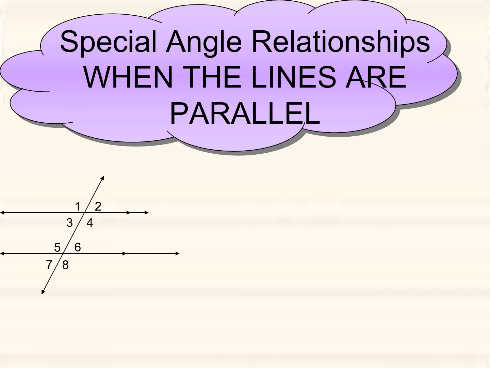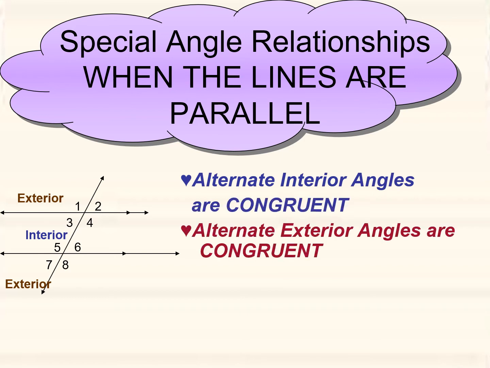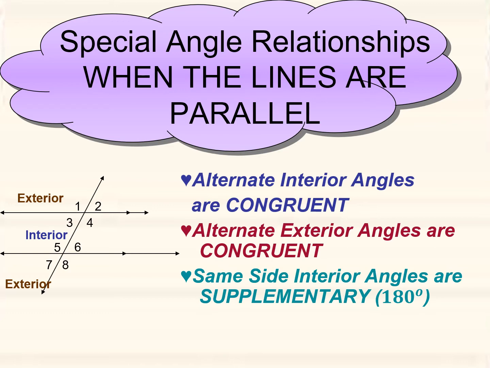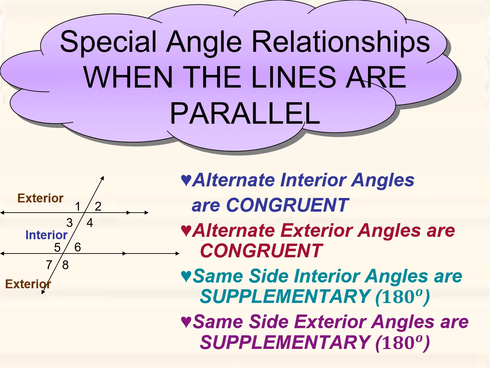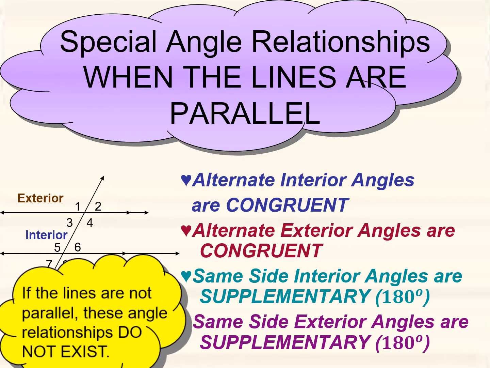Special angle relationships only exist when the lines are parallel. So alternate interior angles are congruent, alternate exterior angles are congruent, same side interior angles are supplementary. It means if we add them, it is equal to 180 degrees. Then same side exterior angles are supplementary. If we add them, it is equal to 180 degrees. Take note, if the lines are not parallel, these angle relationships do not exist. It should be only parallel lines cut by a transversal.